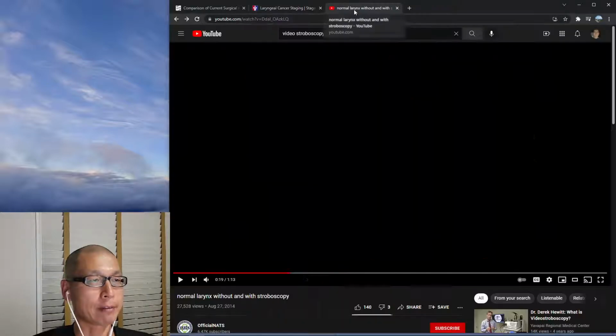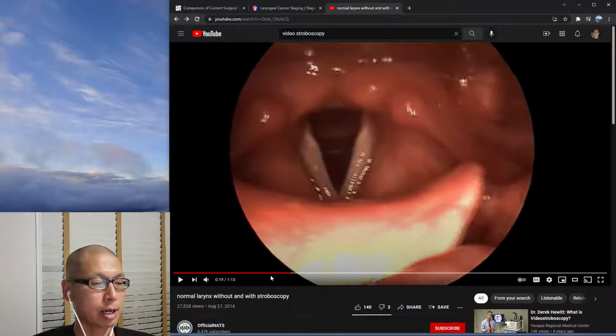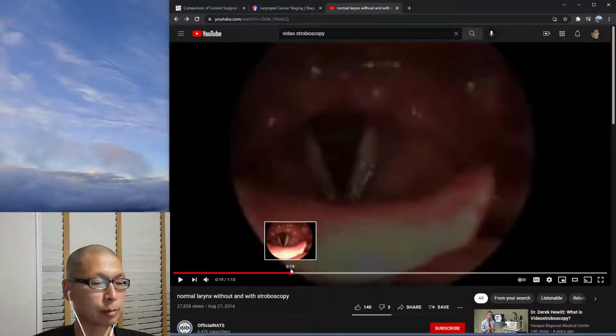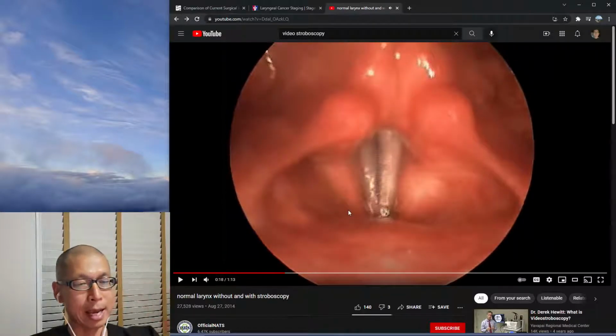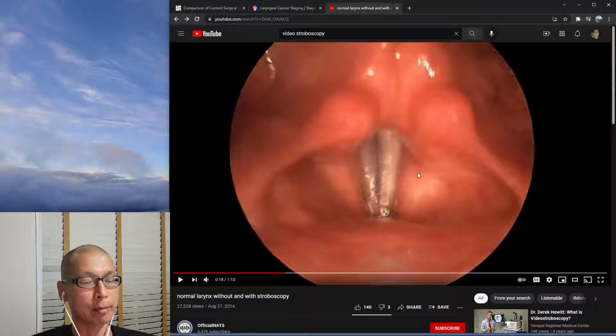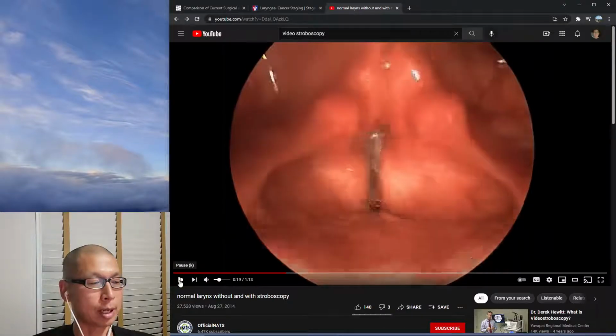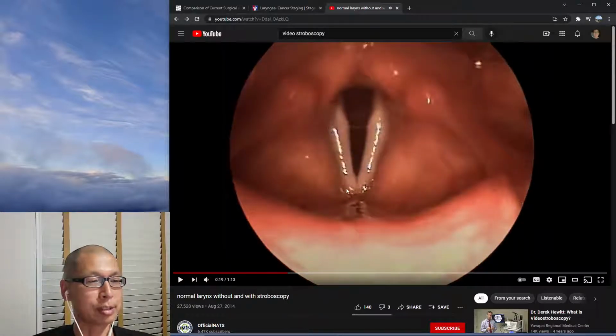There's a great video here of someone doing a laryngeal exam, and this is basically looking from the top down at a voice box. This white thing is the vocal cords, the right side and the left side. This area in the front is called the anterior commissure. This thing right here is the epiglottis. These things are called the arytenoids. So what we're talking about is cancers of this vocal cord. And down here you can see the subglottis.